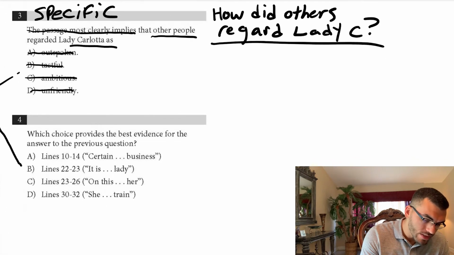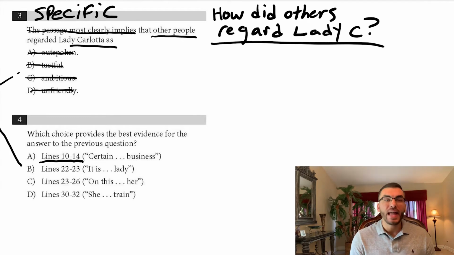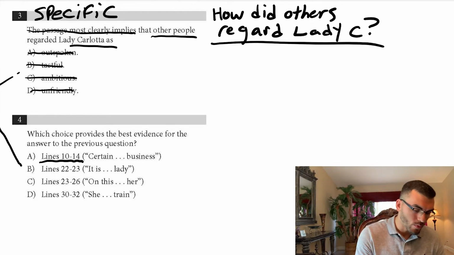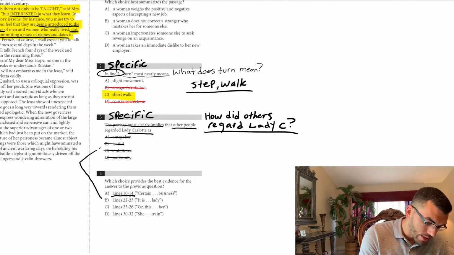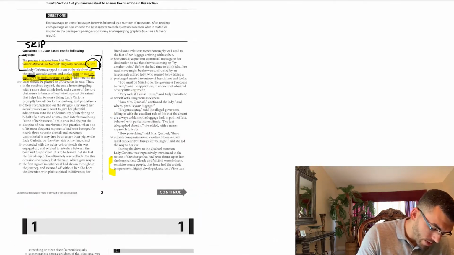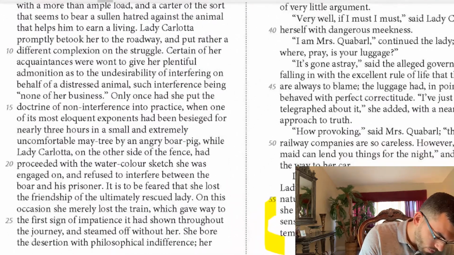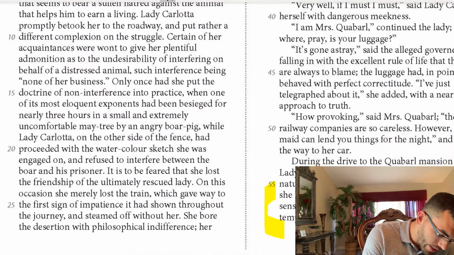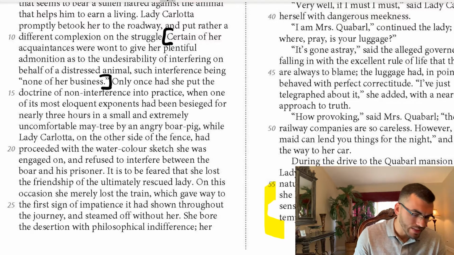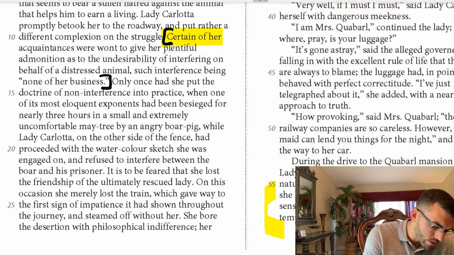So the answer to question 3 is going to be really close after line 2. So I'm going to start with A. I'm going to start with lines 10 to 14 and see if those lines even mention anything about how other people view Lady C. So let's go to work. Lines 10 to 14, let's get there. And they always give you the beginning and the end of the line. So it started with the word certain and it ended with the word business. You always want to put brackets for these questions because I find that it helps your eyes stay focused on the part of the passage you need to read.